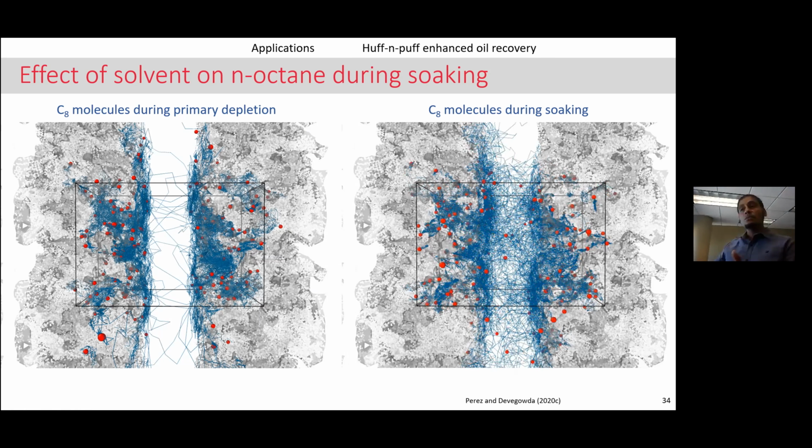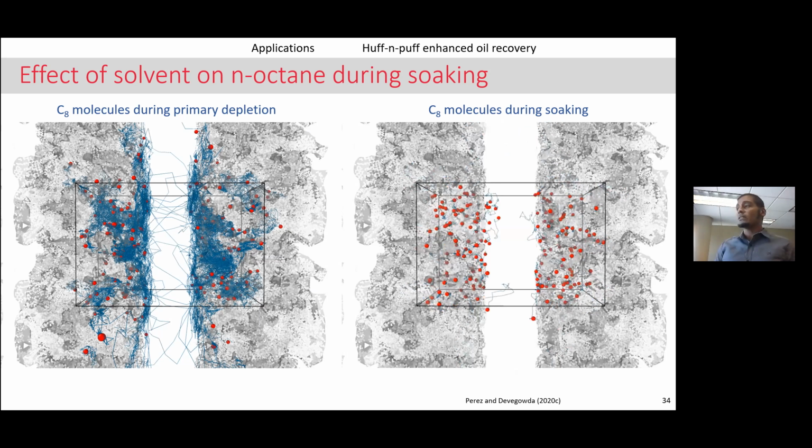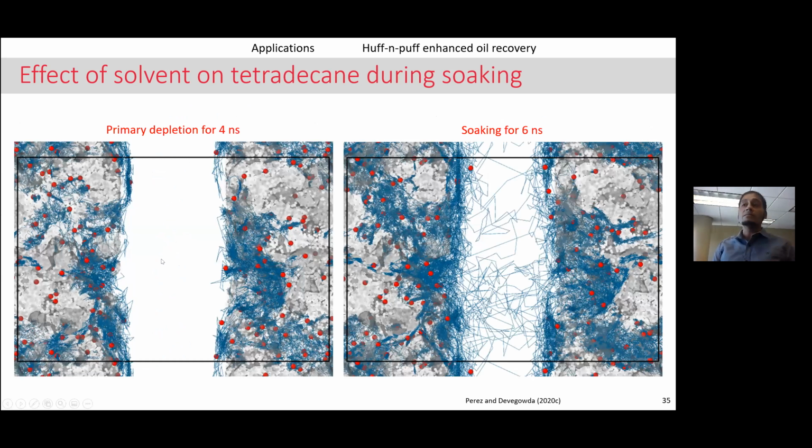Perhaps a mixture of C1 and C2 is enough to recover some of the octane and some of the slightly intermediate components, but perhaps I still can't recover some of the asphaltene fraction, and maybe we might need something more aggressive. And so that's what we can do with molecular dynamics simulations.